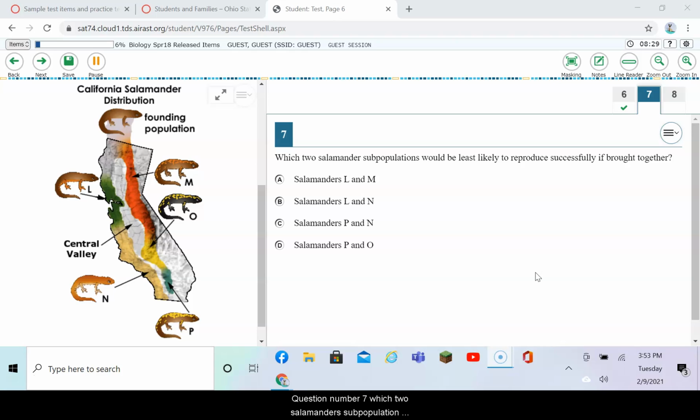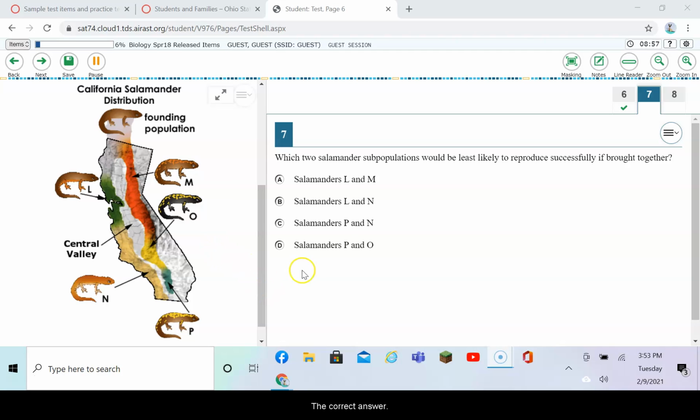Question number 7. Which two salamander subpopulations would be least likely to reproduce successfully if brought together? So we have L and M, which is at the top. Again, they're on separate sides of the divide. We have L and N. Well, there's gene flow there. Let's look at D. P and O. Well, they're on the same side of the divide. There's gene flow there.